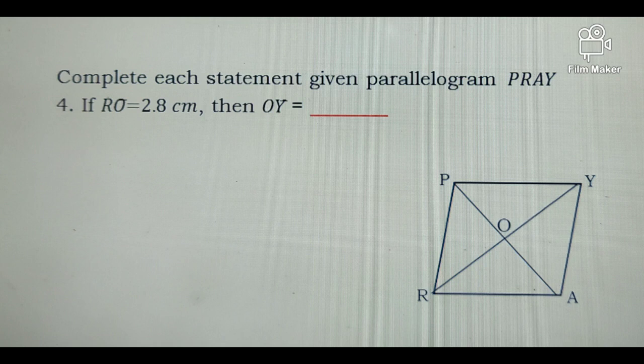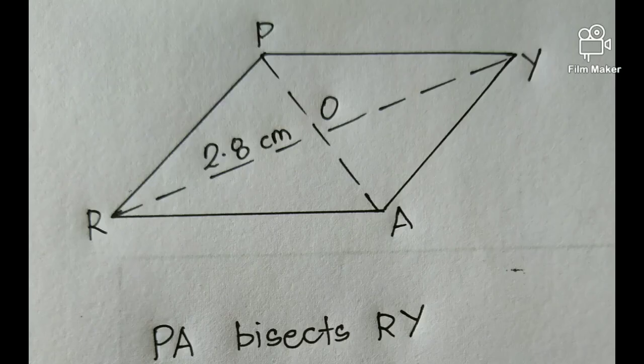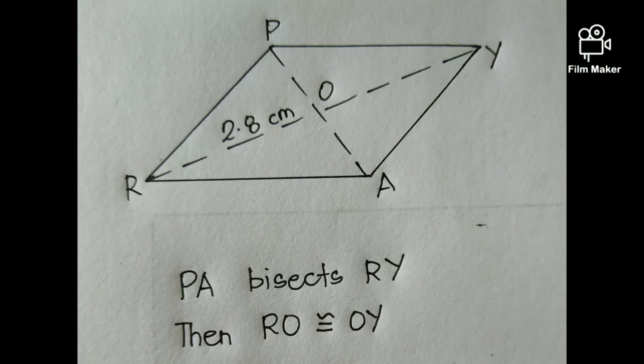For the last problem, if RO is equal to 2.8 centimeters, then OY is equal to blank. Dito na natin i-apply yung diagonal property of a parallelogram, wherein the diagonals of a parallelogram bisect each other. So, sa figure na to, PA bisects RY, and then O ang kanilang midpoint. Therefore, if PA bisects RY, then RO is congruent to OY.